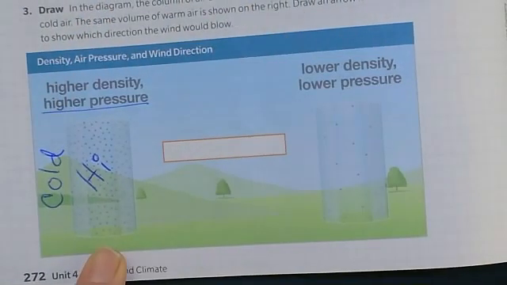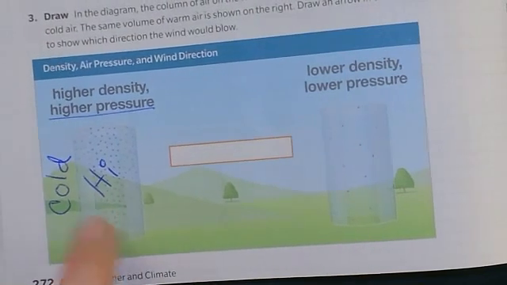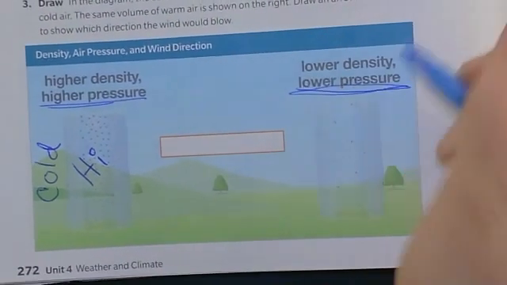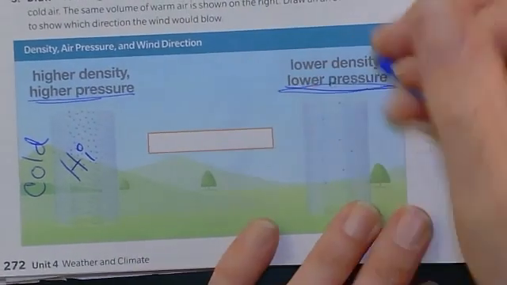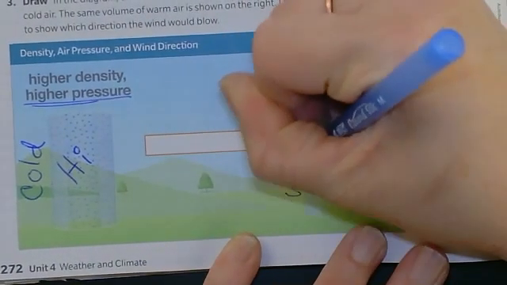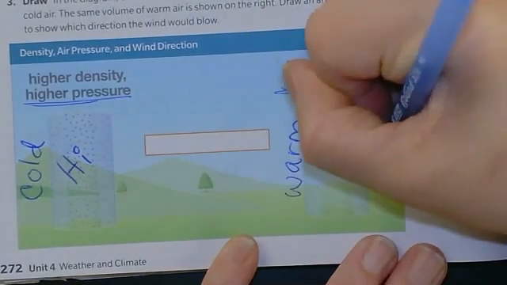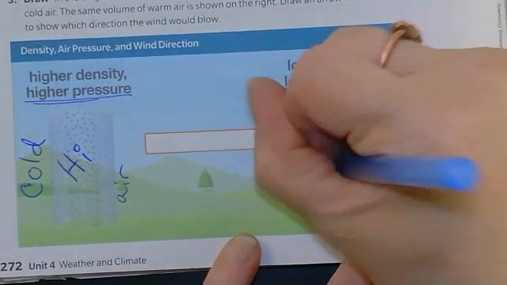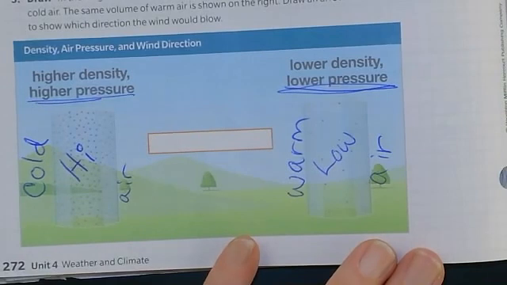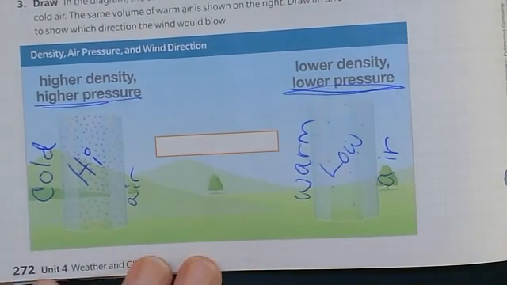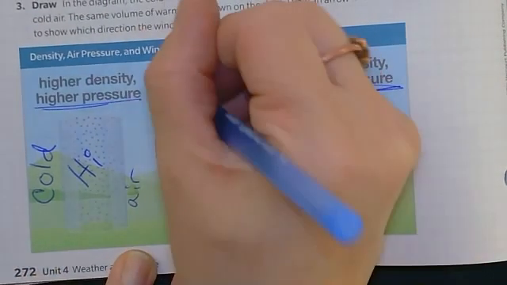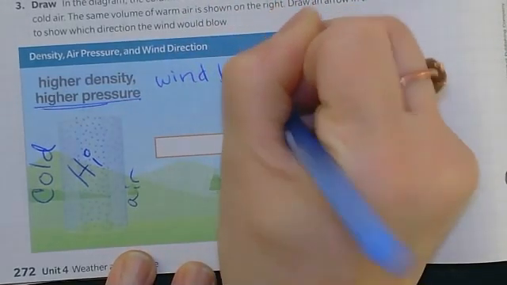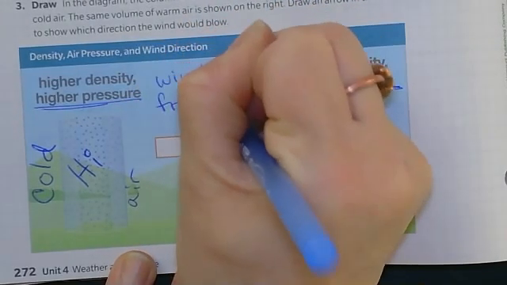All right, so we're going to label this as cold. So this is cold air. And we're going to say this is high pressure. High pressure, because there's lots of air molecules bounced into this one little spot, right? So this is high pressure. Then over here we've got low pressure, low density. Okay, so this over here would be our warm air. Cold air and warm air. So we're going to label this as low density.